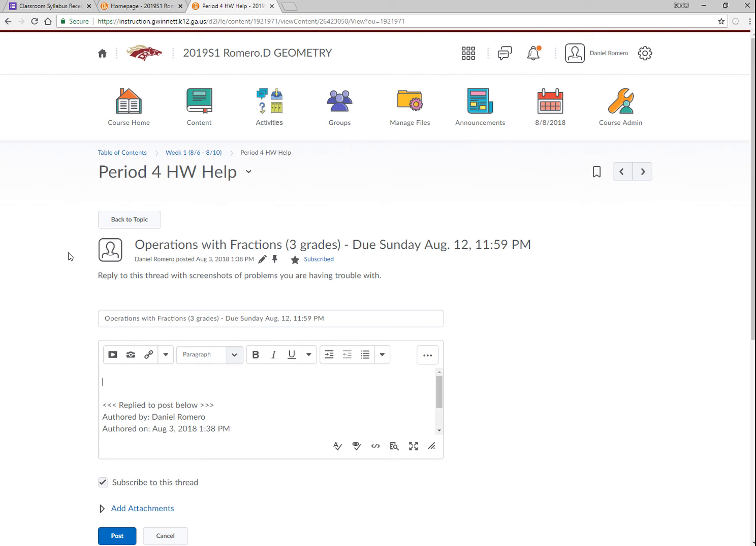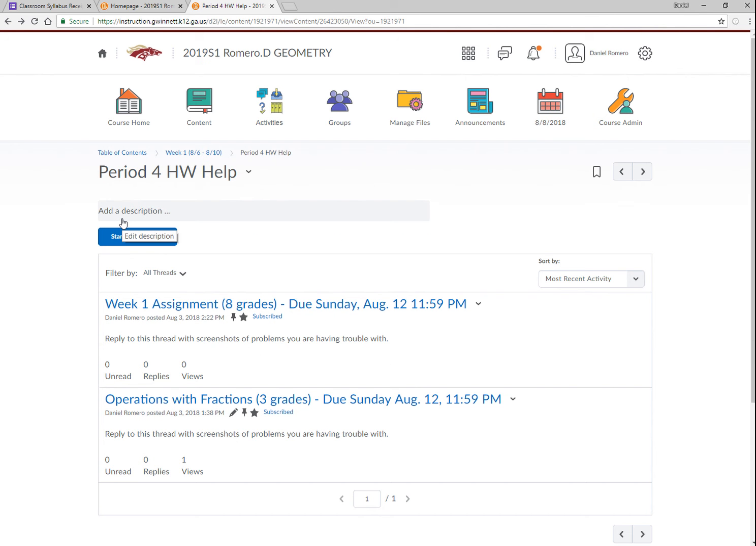So you have the availability to do that on any assignment. There should be one per week. This week there's two. Just make sure you put in the right one. Don't put a fraction one up here. Don't put a week one assignment one down there. Just put them in the appropriate one. We'll go over that if you need.